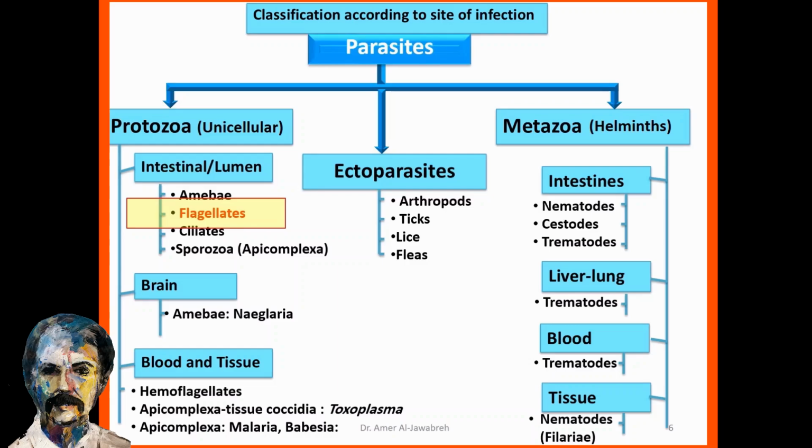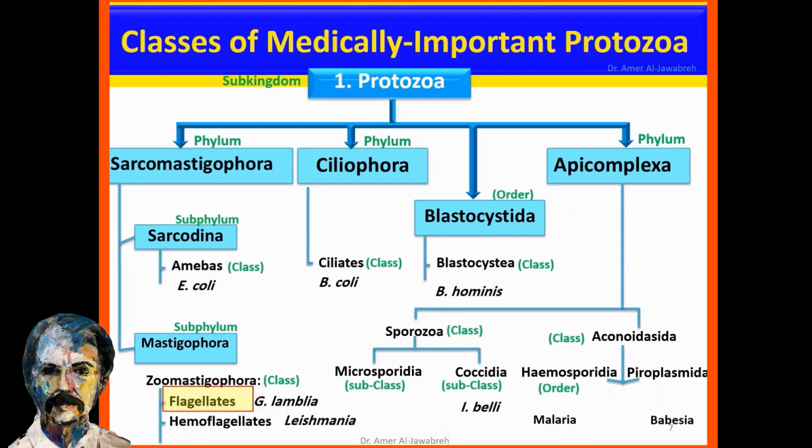If you look here, this is the classification according to site of infection, and we are still in the intestine, luminal, but flagellates, not amoebae or amoebas. This is the taxonomy. We are in Sarcomastigophora, but not Sarcodina. Mastigophora itself, Zoomastigophora, the flagellates. We have two types of flagellates, one type in the intestine and the other type in the blood. Now we are in the ones in the intestine, intestinal flagellates.